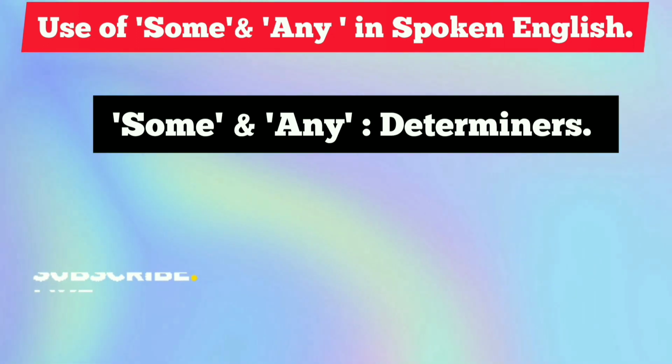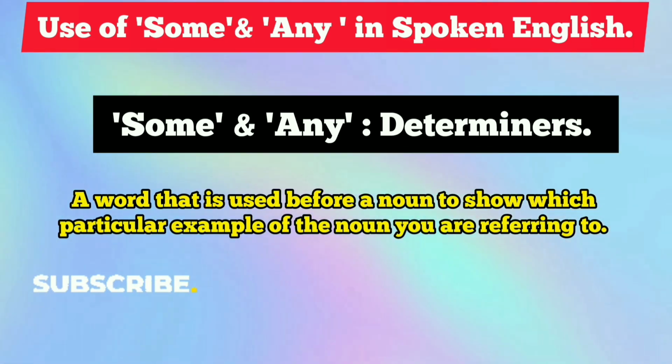They are called determiners. So let me give you a brief idea about determiners. A determiner in grammar is a word that is used before a noun to show which particular example of the noun you are referring to. A determiner is a word that is used to signify which thing you are referring to, whether you are referring to one thing or several. So as I already mentioned, any and some both are quite important determiners.